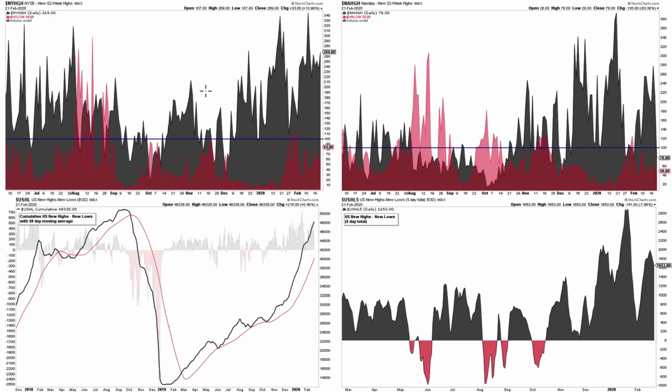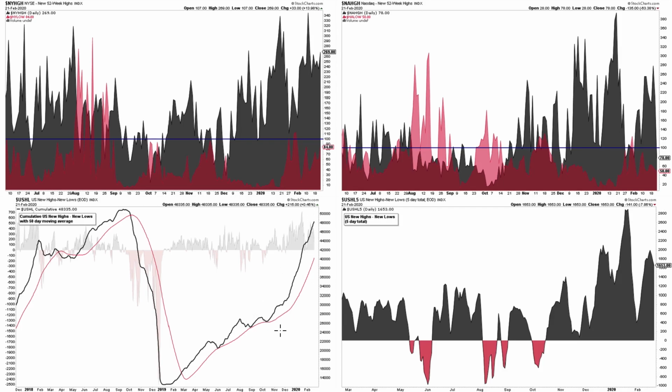Next we've got the new highs, new lows. So at the top we've got the NYSE new highs, new lows. The grey is the new highs and the red is the new lows. As you can see, and the Nasdaq on the right over here, the grey dropped to 78 at the end of the week, but we're still making a lot of new highs in the NYSE.